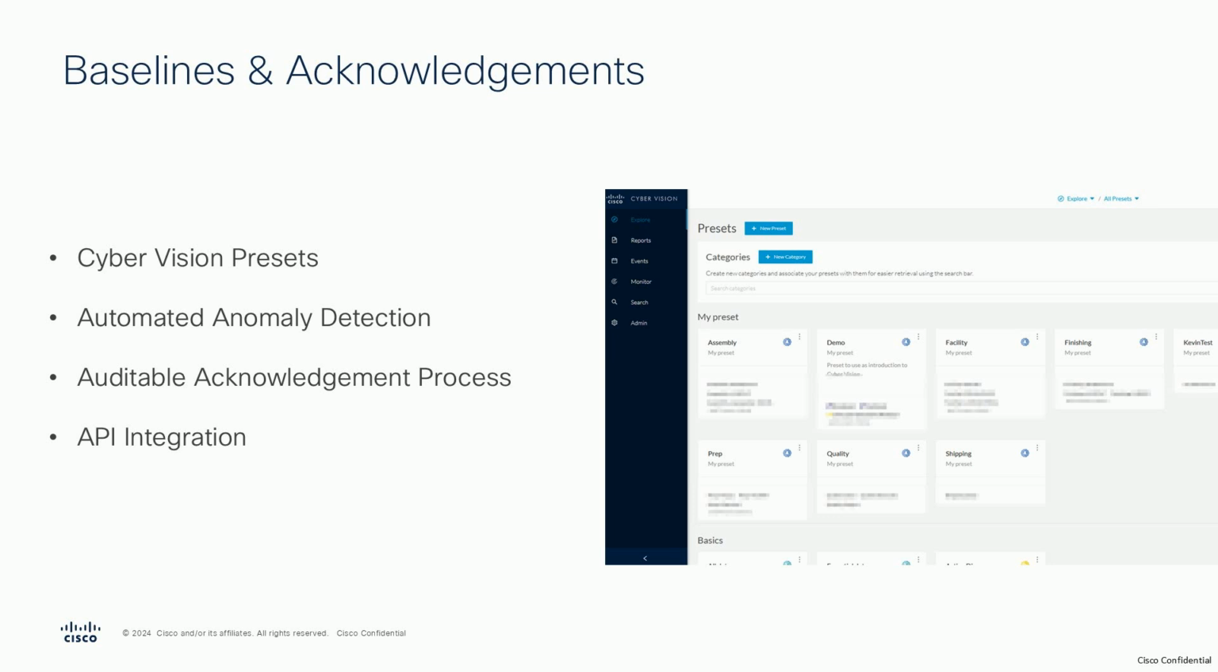In other words, using baselines you can snapshot a status of your network and be notified if new and yet unseen components or communication occur. There is an auditable process to acknowledge such changes after reviewing them. Access to baseline is of course available using the Cybervision API.